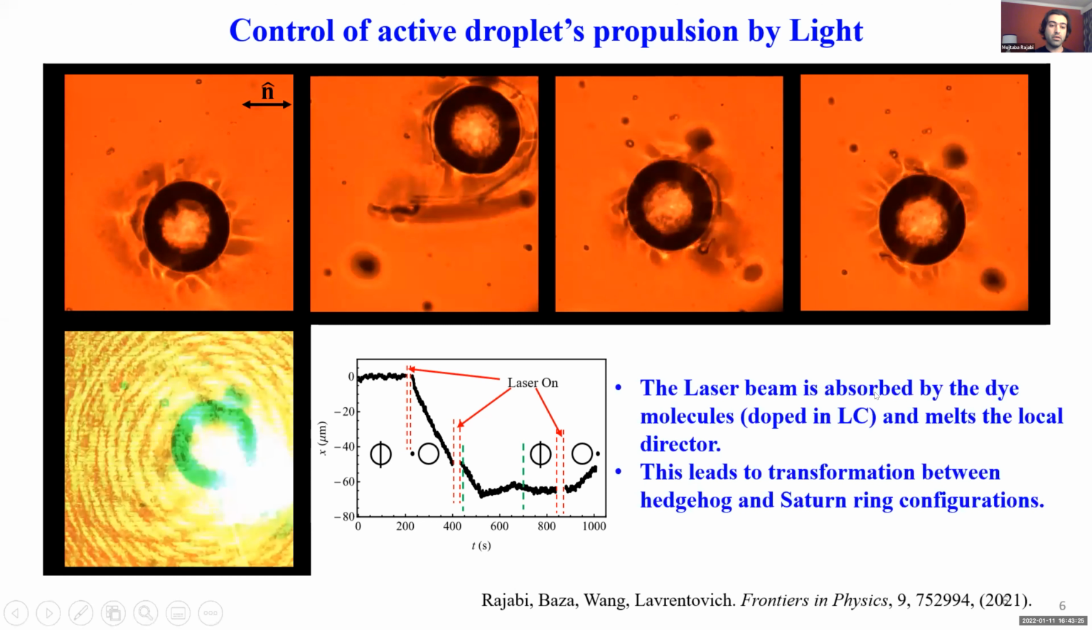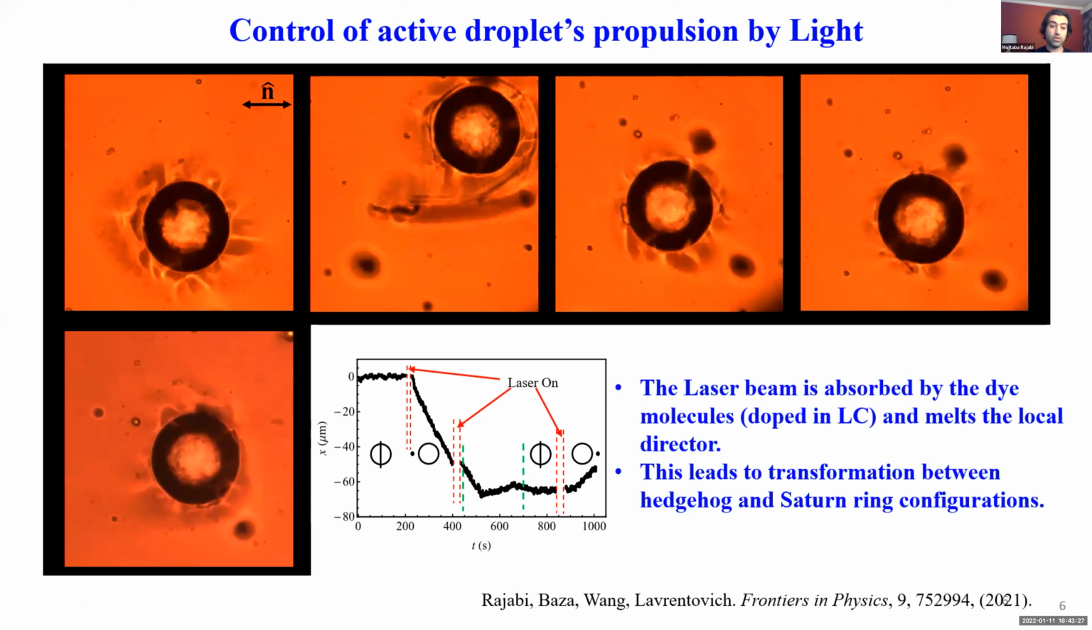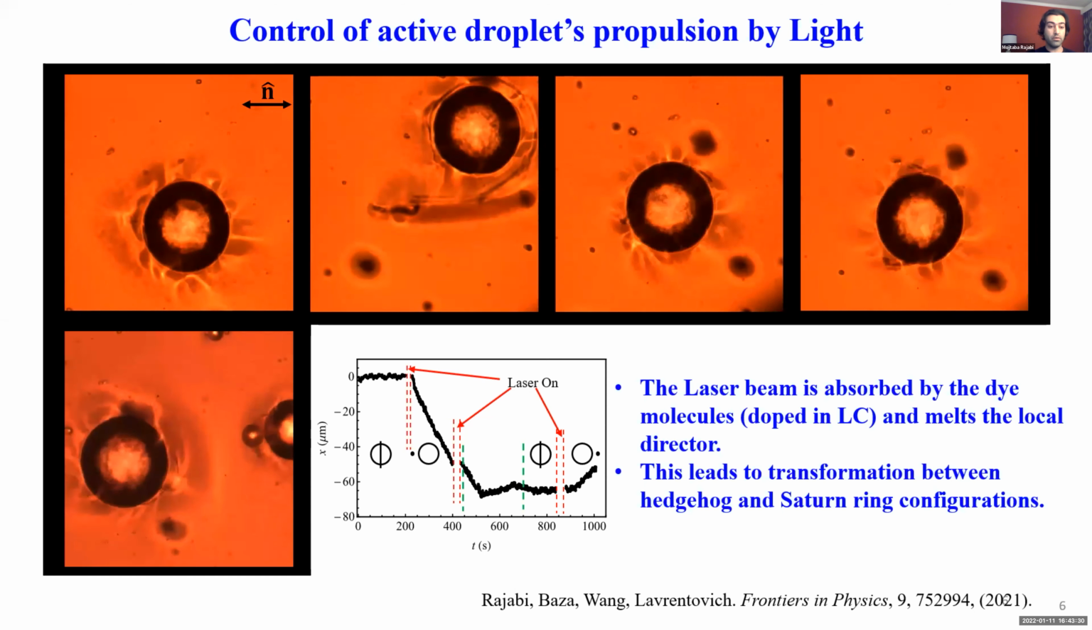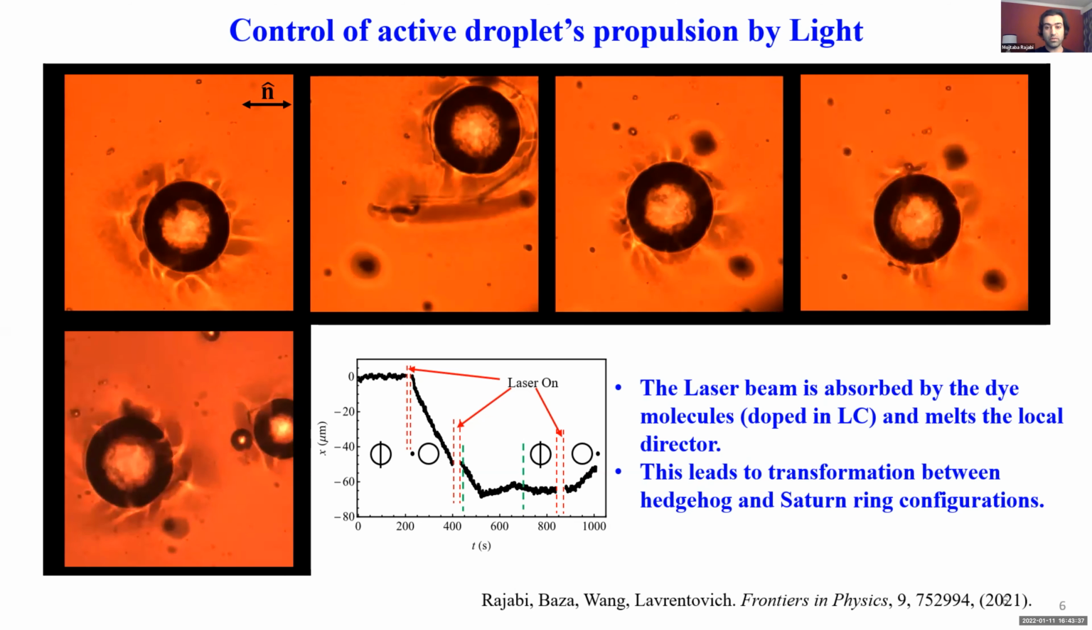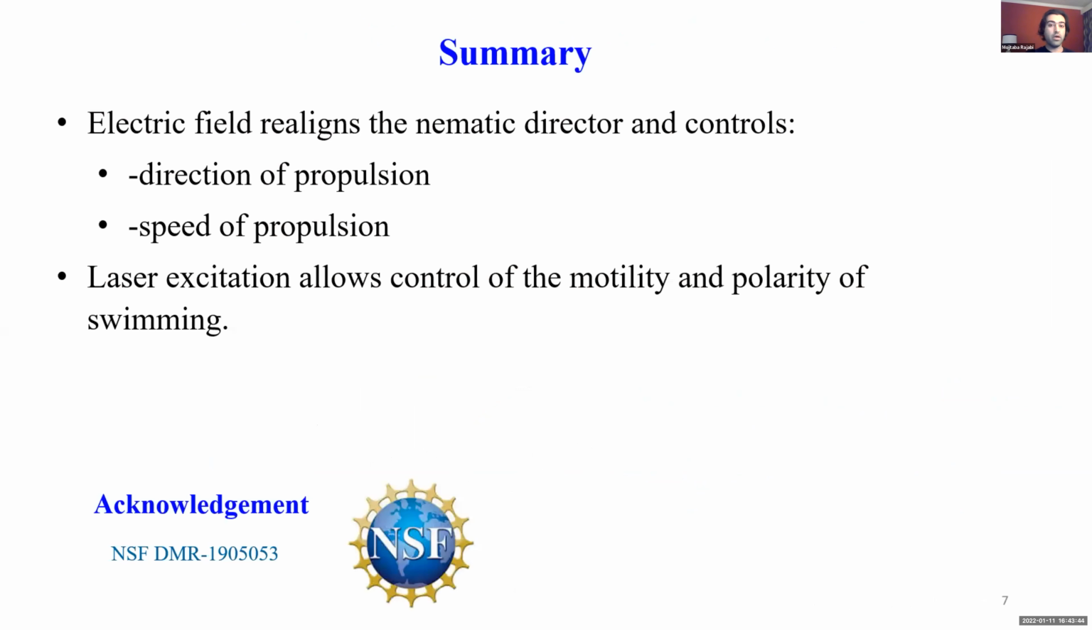And finally, we can change the direction of motion. We just focus the laser on the opposite side of the droplet and make the point defect over there. And that causes the reversal of the direction of motion. And with that, I come to the summary: we could control the speed and trajectory of the droplets with electric field and laser. Thank you for your attention.